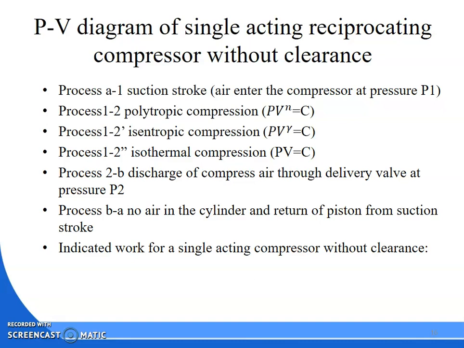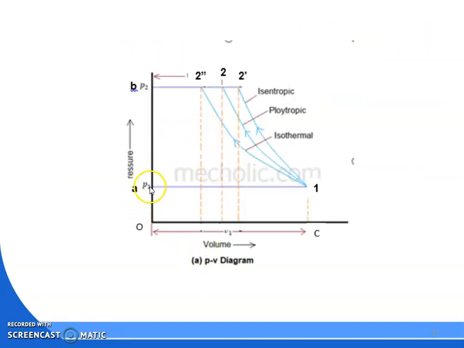Okay. So see, when the piston moves from TDC to BDC, the air will enter into the cylinder. Which air? Atmospheric air will enter into the cylinder. So here, if you see, A to 1 is your what? The atmospheric air means constant pressure; the air will enter into the cylinder. So A to 1 is your suction. Here, this one is your TDC, top dead center.